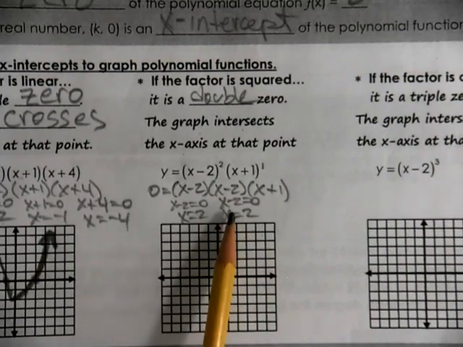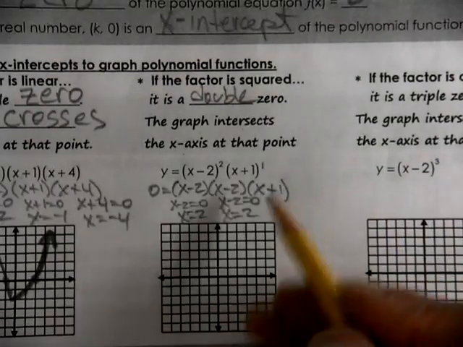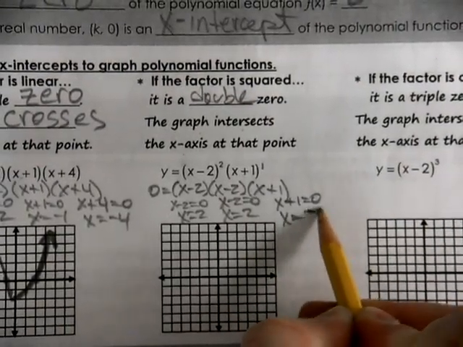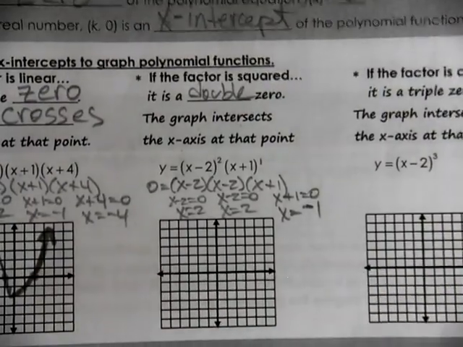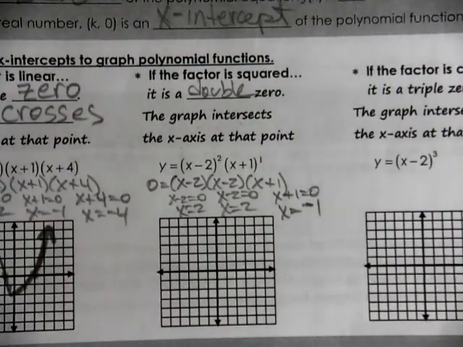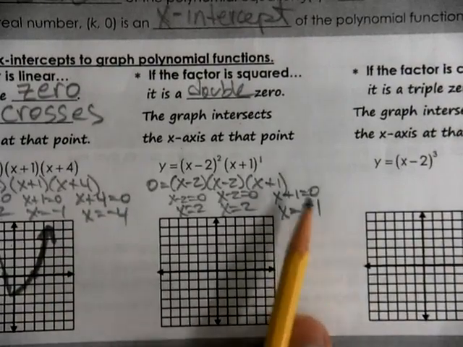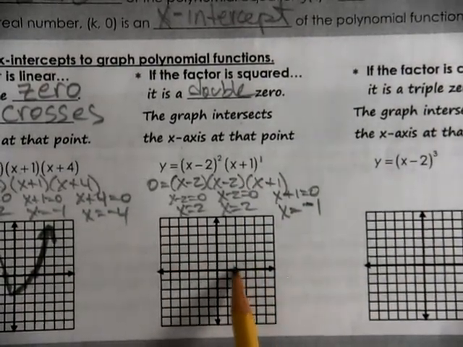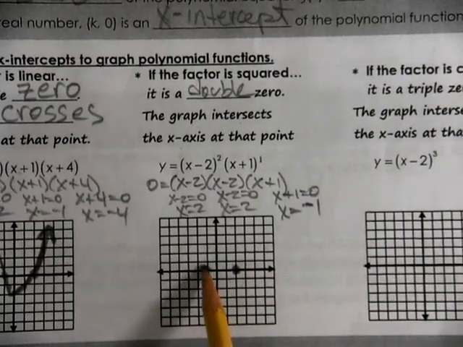It's not a surprise. This one, x plus 1 equals 0, x equals negative 1. That's a single zero, just like these were over here. That goes right through it. So we're going to plot the point of 2. We're going to plot the point of negative 1.